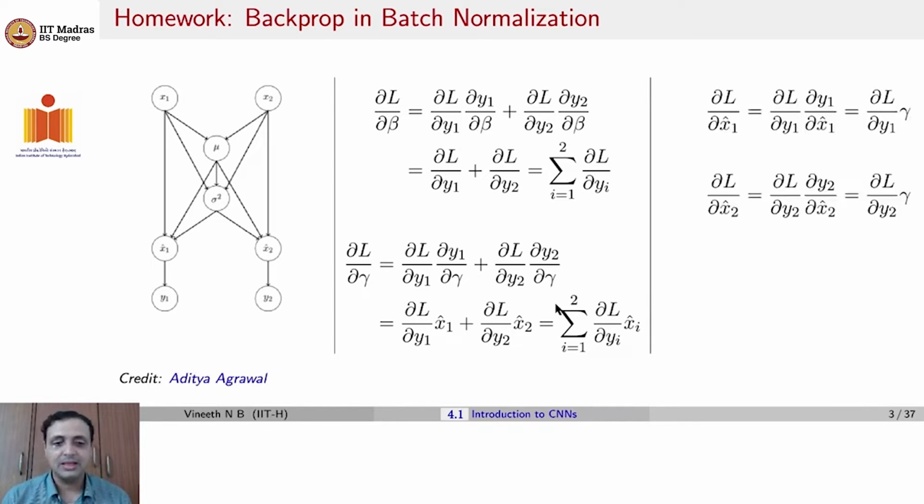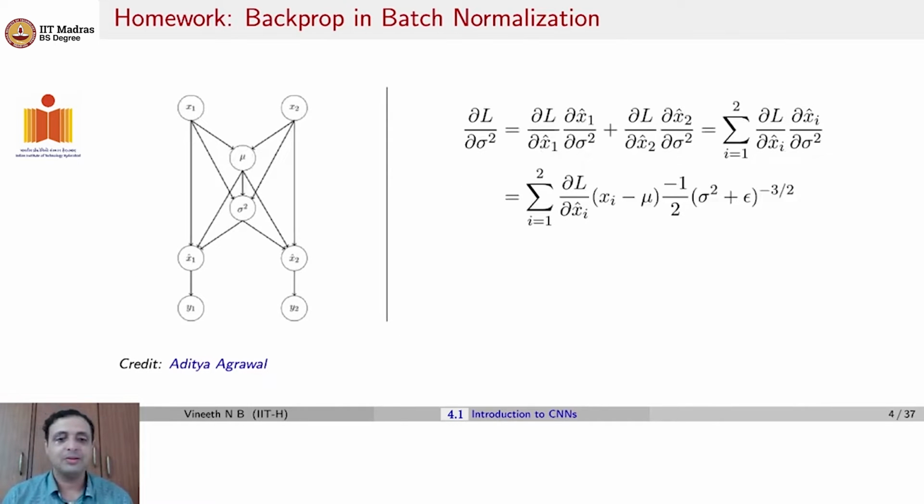The next term is dou L by dou x1 hat. x1 hat is not a parameter, but we need to be able to compute this so as to propagate the gradient to previous parameters in the network. Dou L by dou x1 hat will be dou L by dou y1 into dou y1 by dou x1 hat. Dou y1 by dou x1 hat is given by gamma, as we just saw. That's what we put in here. And similarly, you would be able to do dou L by dou x2 hat.